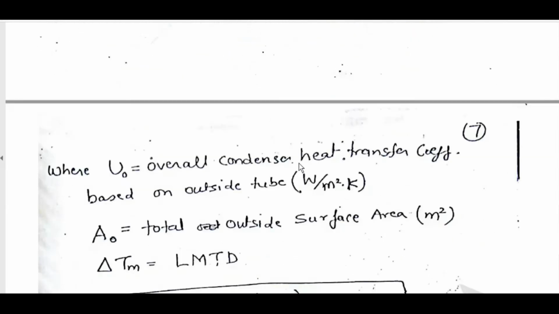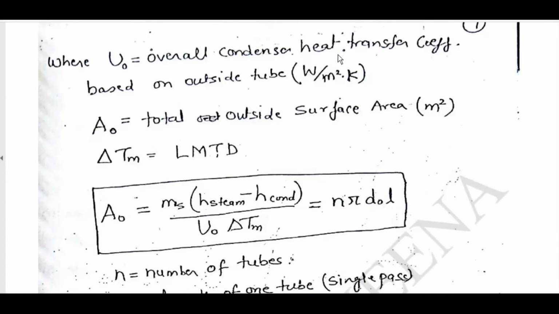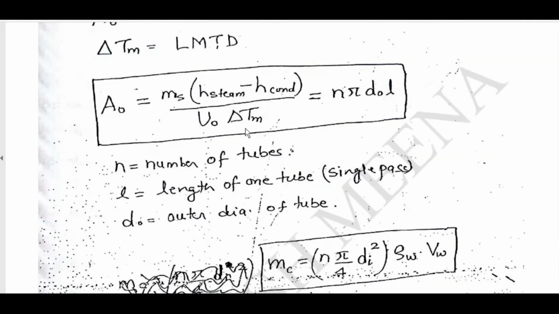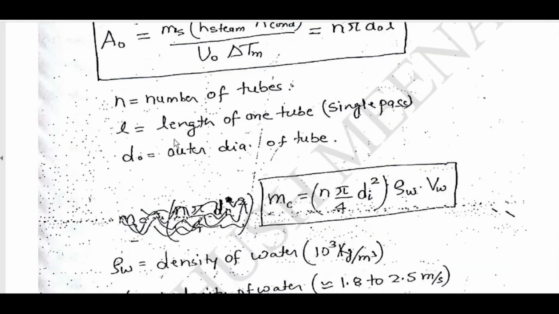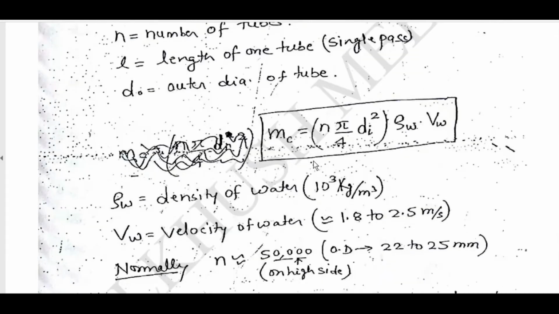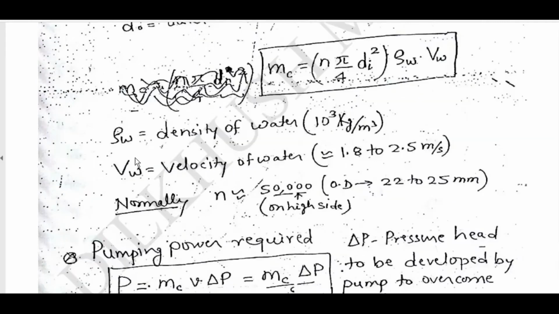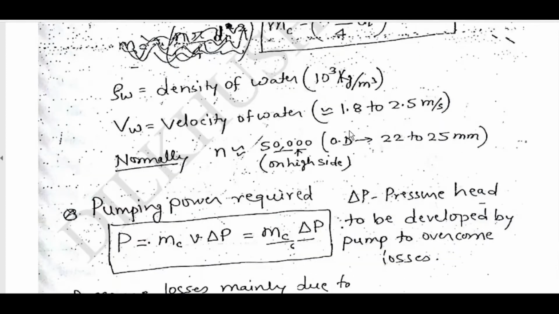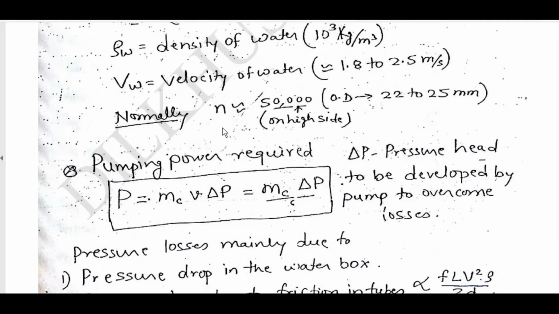is equal to Q, where Uo is overall condenser heat transfer coefficient based on outside tube, Ao is total outside surface area, delta Tm is LMTD. Ao is equal to Ms into H steam minus H condensation by Uo delta Tm is equal to N pi Do L, N is number of tubes, L is length of one tube, single pass, Do is outer diameter. Mc is equal to N into pi by 4 di square into rho w Vw, rho w is density of water 10 cube kg per meter cube. Vw is velocity of water 1.8 to 2.5 meter per second.